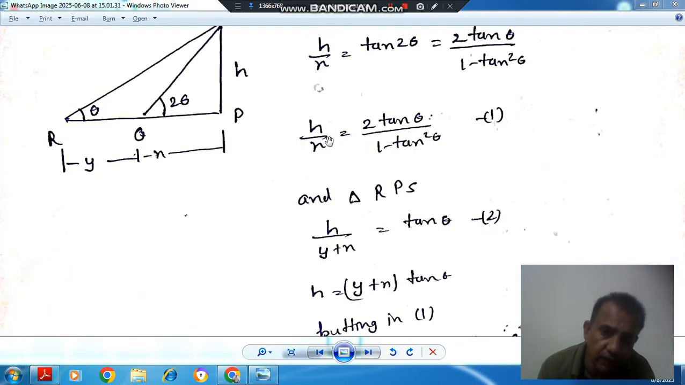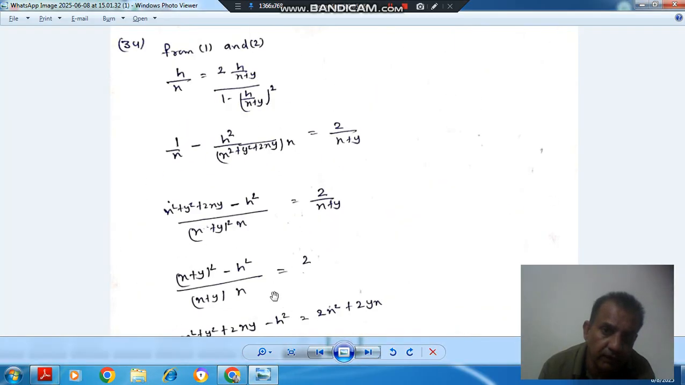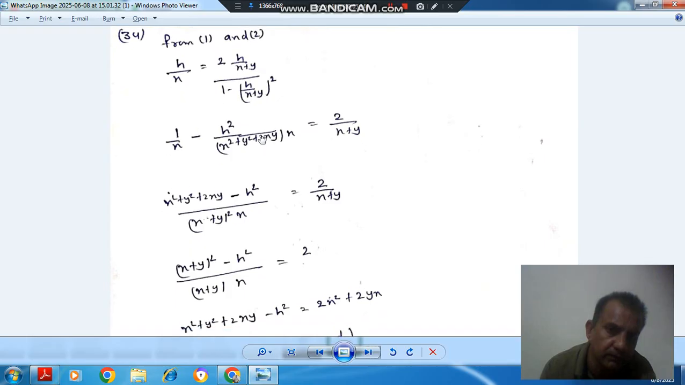From 1 we have h by x is equal to 2 tan θ divided by 1 minus tan square θ, and from 2 we have h by y plus x is equal to tan θ. So now we can put the value of this tan θ here to find out the answer of question number 34. So here we have h by x is equal to 2 h by x plus y divided by 1 minus h by x plus y whole square.